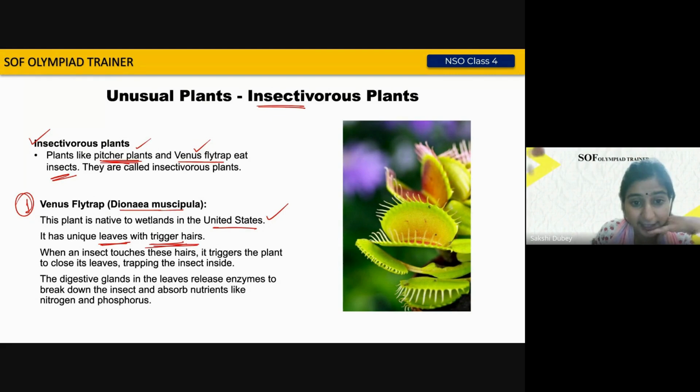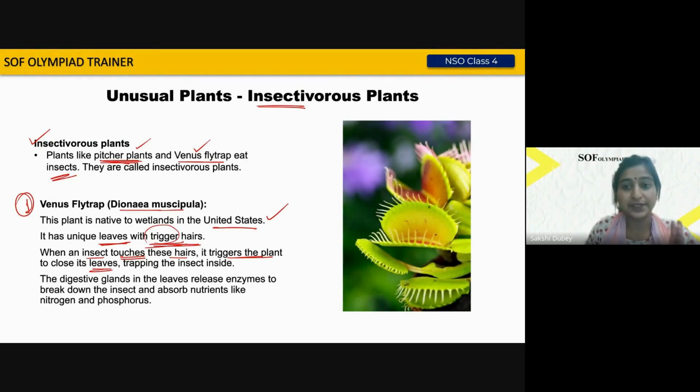Trigger hair means the lining of these leaves has hairs which are very sensitive. They get triggered whenever an insect comes in the near vicinity. When an insect touches these trigger hairs, it triggers the plant to close its leaves, trapping the insect inside.